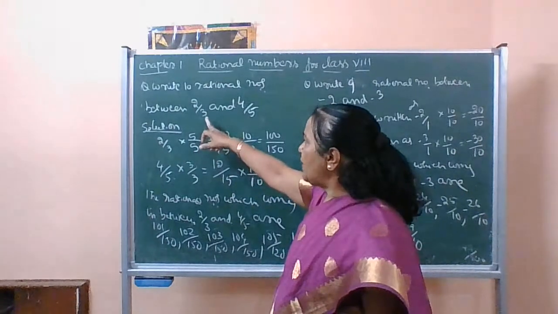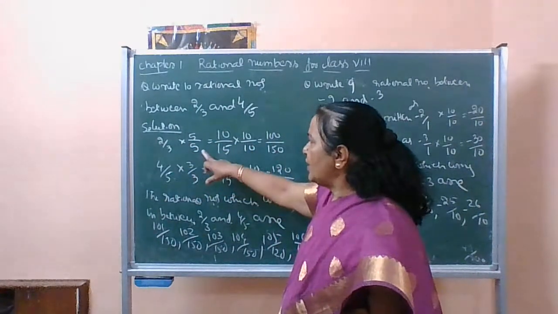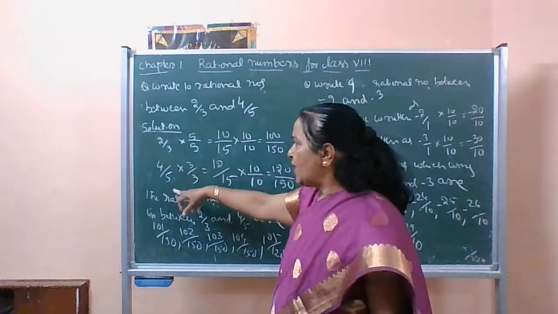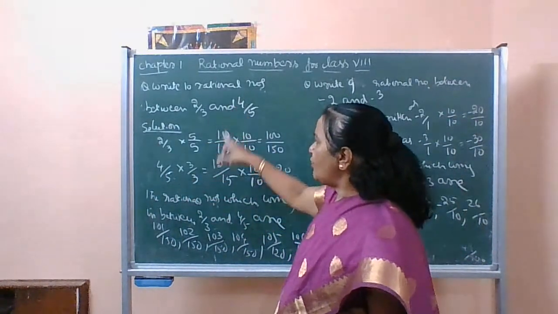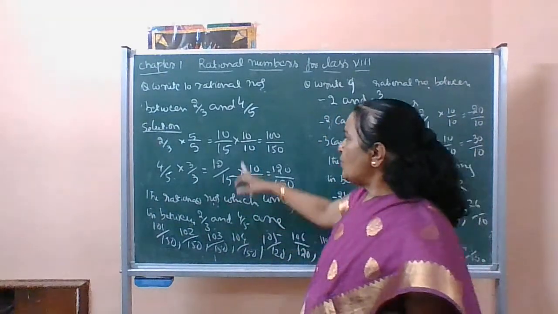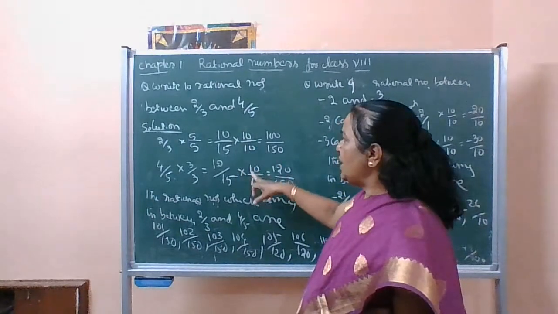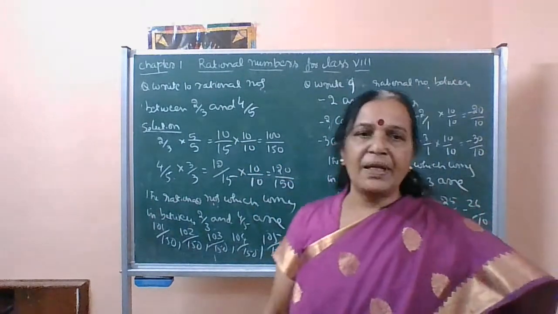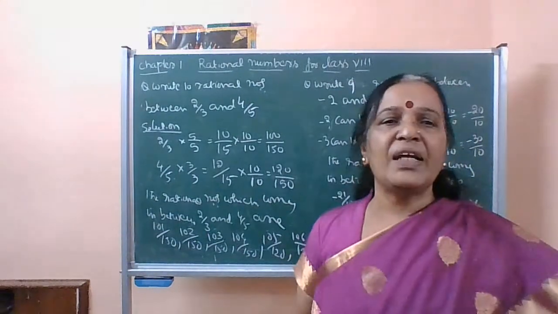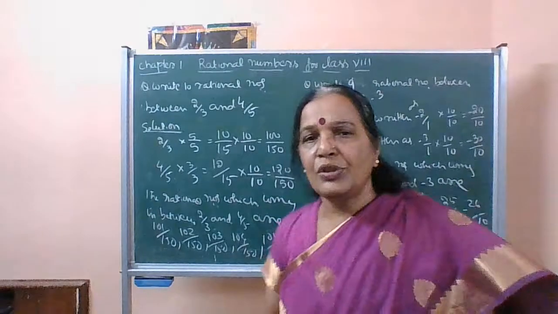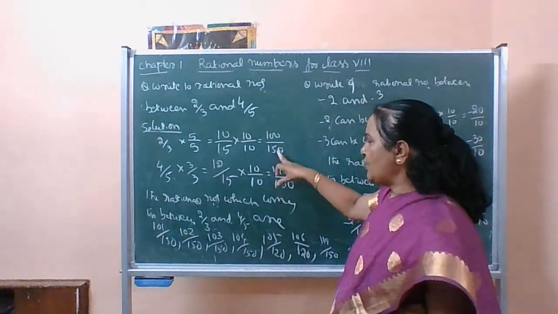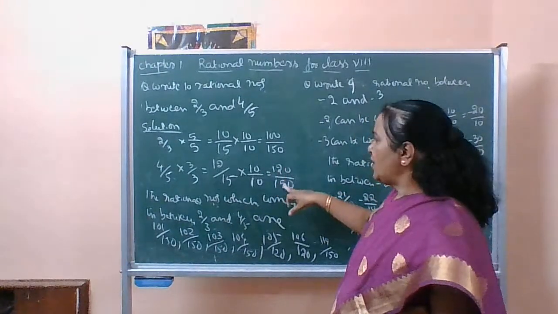Now here I have multiplied, here 5 twos are 10 and 5 threes are 15. Here it was 4 by 5 and multiplied by 3. 3 fours are 12 and 3 fives are 15. Now here you multiply both numerator and denominator by 10. If you multiply by 9 also, you will get 10 rational numbers, but multiplying by 10 will be easier for you. Therefore, I have multiplied by 10. You got 100 by 150, and here 120 by 150.